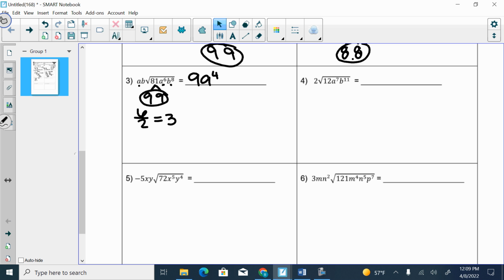Okay, for b, what's my exponent? 8, which is even or odd? Even. So I'm just going to divide by 2, and 8 divided by 2 is 4. So I get to take out b to the 4th, and there was already 1 out there, so really on the outside we're going to have b to the 5th. And because those were even, no leftovers, so we don't have a square root anymore.